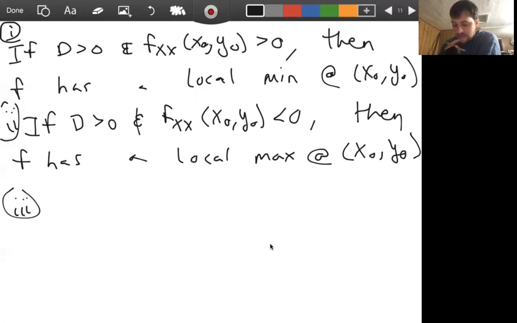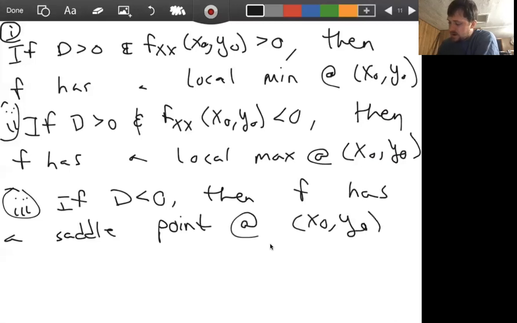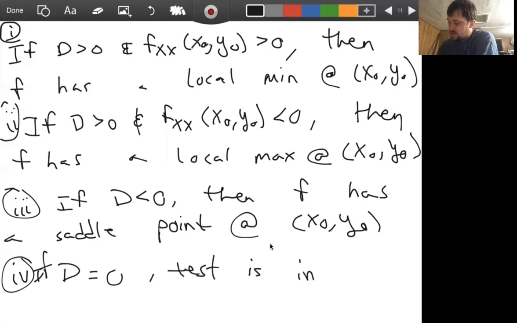The third possibility for the second derivative test is if the discriminant is negative, then f has a saddle point at the critical point x naught, y naught. And if you ever compute the discriminant to be exactly 0, if D is 0, the test is inconclusive.